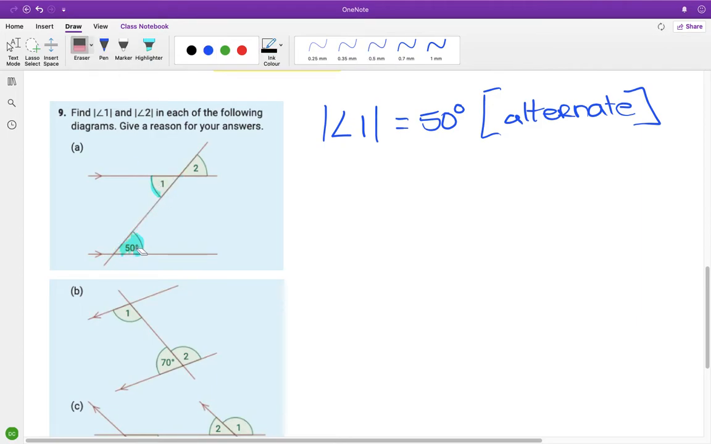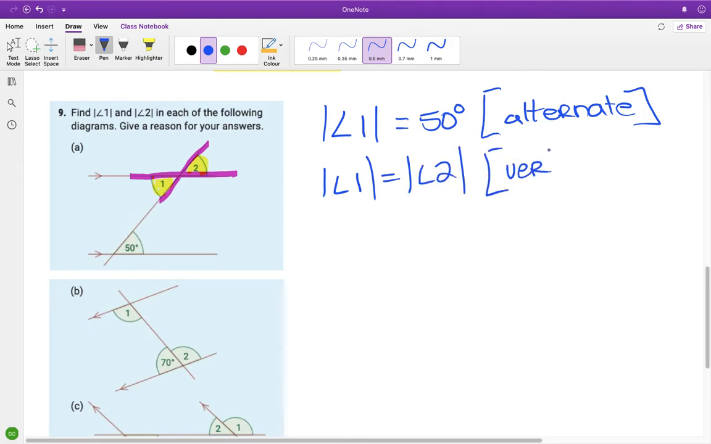Just going to take this off. I just think that it's nicer when you can take the colours off. I have an X here. See it? There's my X, and opposite sides of the X are equal. There you go. So I know that angle 1 equals angle 2. How did I know that? Because I saw the X and I was able to pick them out as being vertically opposite.